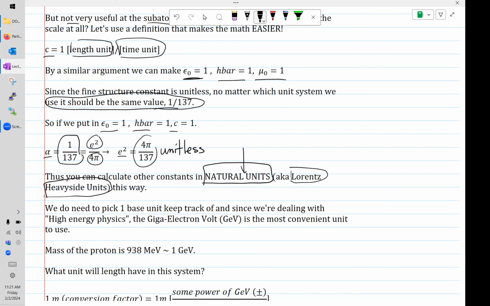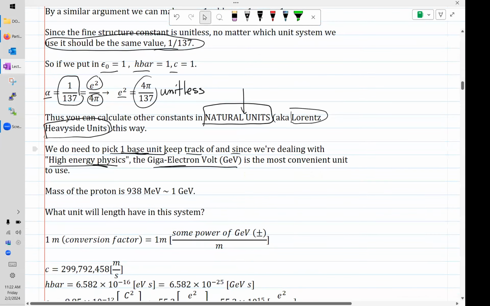But we do have to pick at least one base unit to keep track of what power of units we're going to have in a particular thing. In high energy physics, we're going to pick this unit called the giga electron volt. An electron volt is the amount of energy for an electron to cross a 1 volt potential. A giga electron volt is a billion of that. This is a really nice unit because the mass of the proton is approximately 1 giga electron volt.